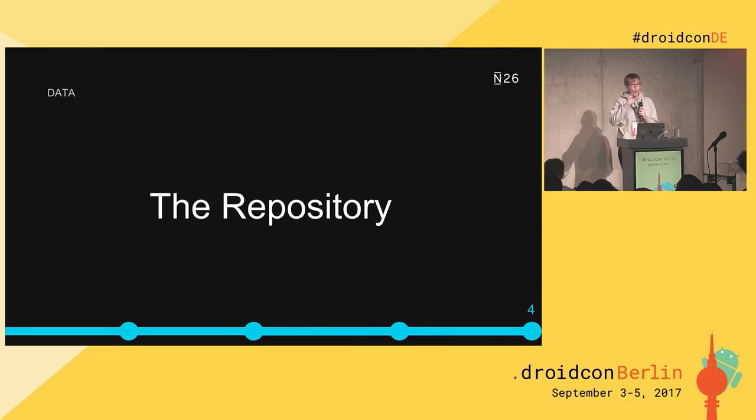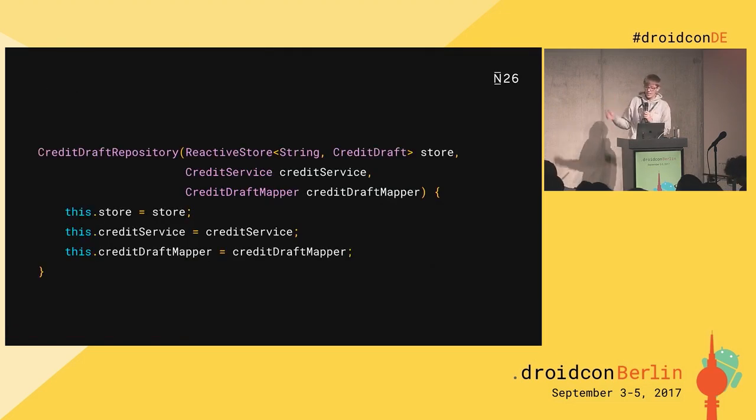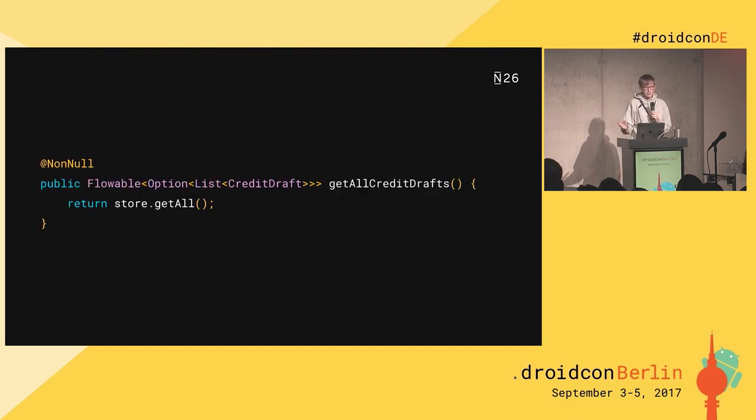Cool. So we have all the little pieces now, or not so little for the reactive store, but we have everything we need to put it all together in the repository class. The repository class is going to get the store, the credit service, and the mapper we just saw. And then it's going to expose a couple of methods. The first one I'm going to talk about is get all credit drafts. As you can see here, it's just store.getAll. So it's just bridging directly to the reactive store. Nothing very interesting here.